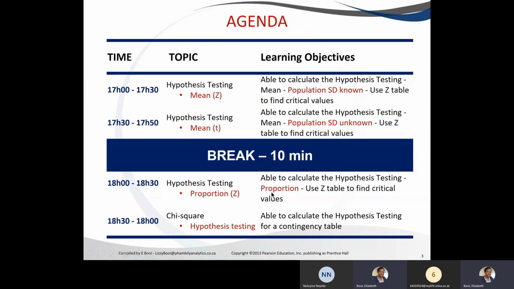Since it's also broken down into 3 sections, we do hypothesis testing for the mean when the population standard deviation is known or when it's unknown. And then we're also going to do the hypothesis testing for the proportion. And then we'll end the session by looking at chi-square testing. With the chi-square testing, we're only going to look at chi-square for independence.